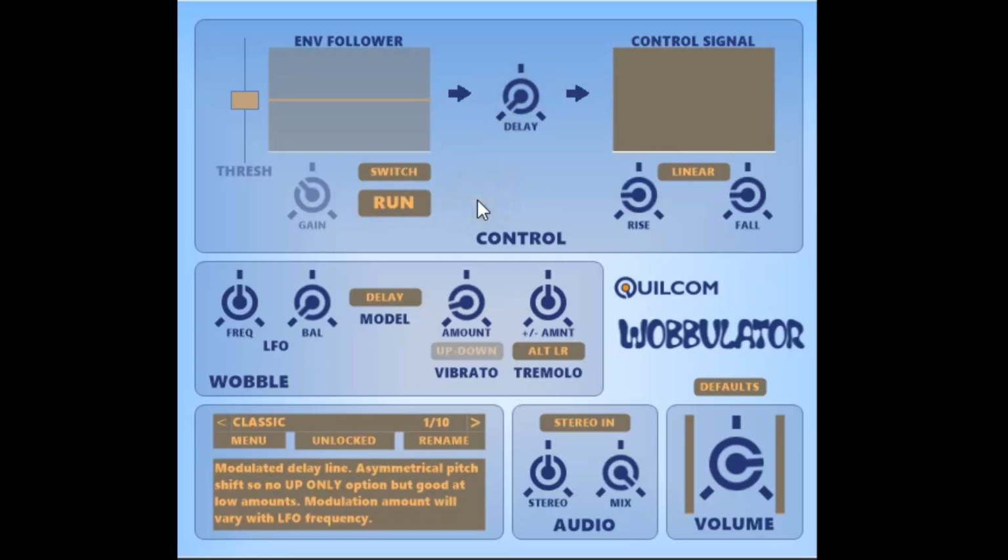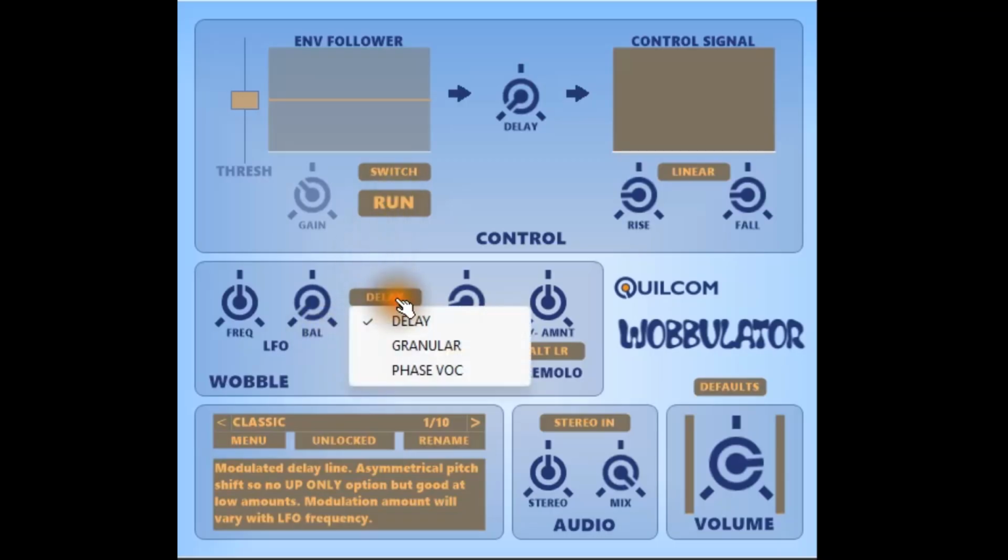And of course, all these actions can be recorded and automated for later editing to get things exactly as you might want them. On the wobble panel, you can set the frequency of the LFO, and the balance creates, when you turn it up, a difference in the frequency between the left and right channel.